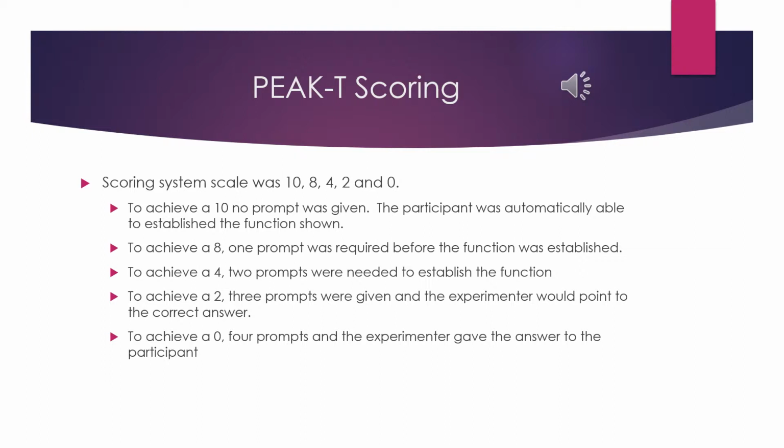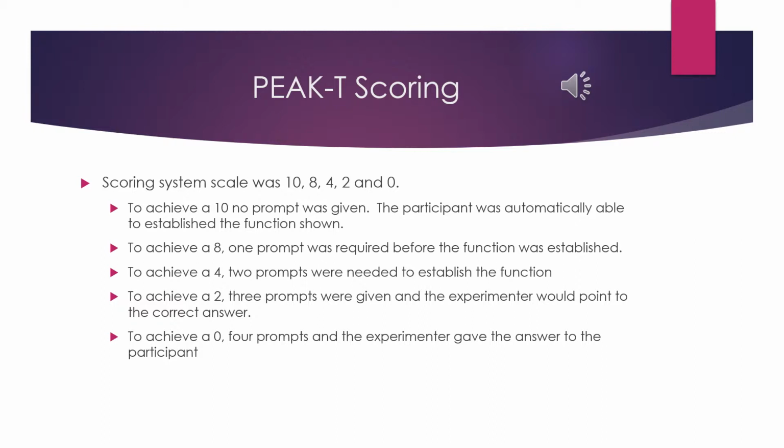Okay, so the PEAK-T scoring scale was 10, 8, 4, 2, and 0. To achieve a 10, no prompt was given. The participant was automatically able to establish the function shown. To achieve an 8, 1 prompt was required before the function was established.